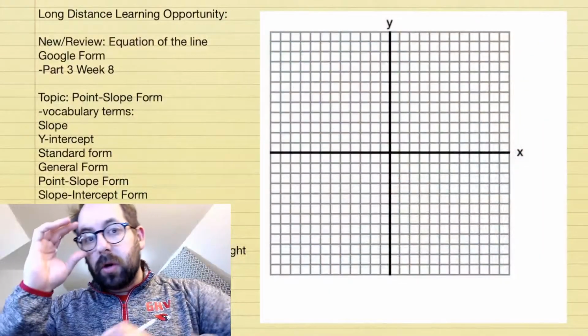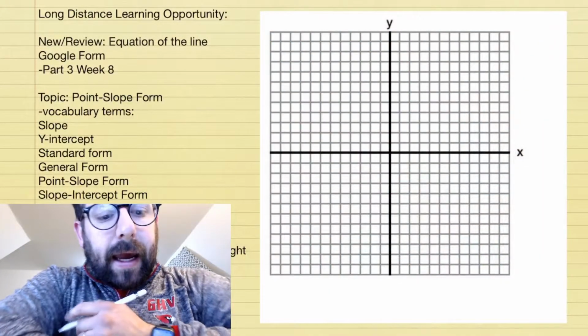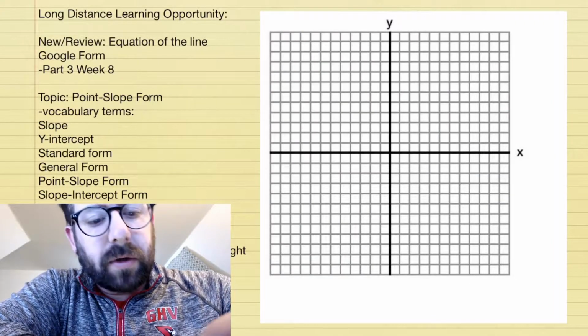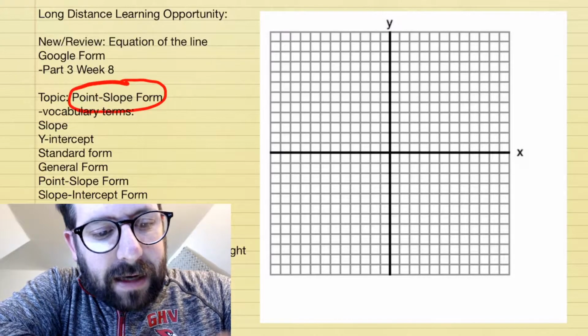Let's do some of these activities from the Google form. So what you're looking at here is my iPad, and the topic that we have here is point slope form. I'm going to circle this. This is our main topic this week.